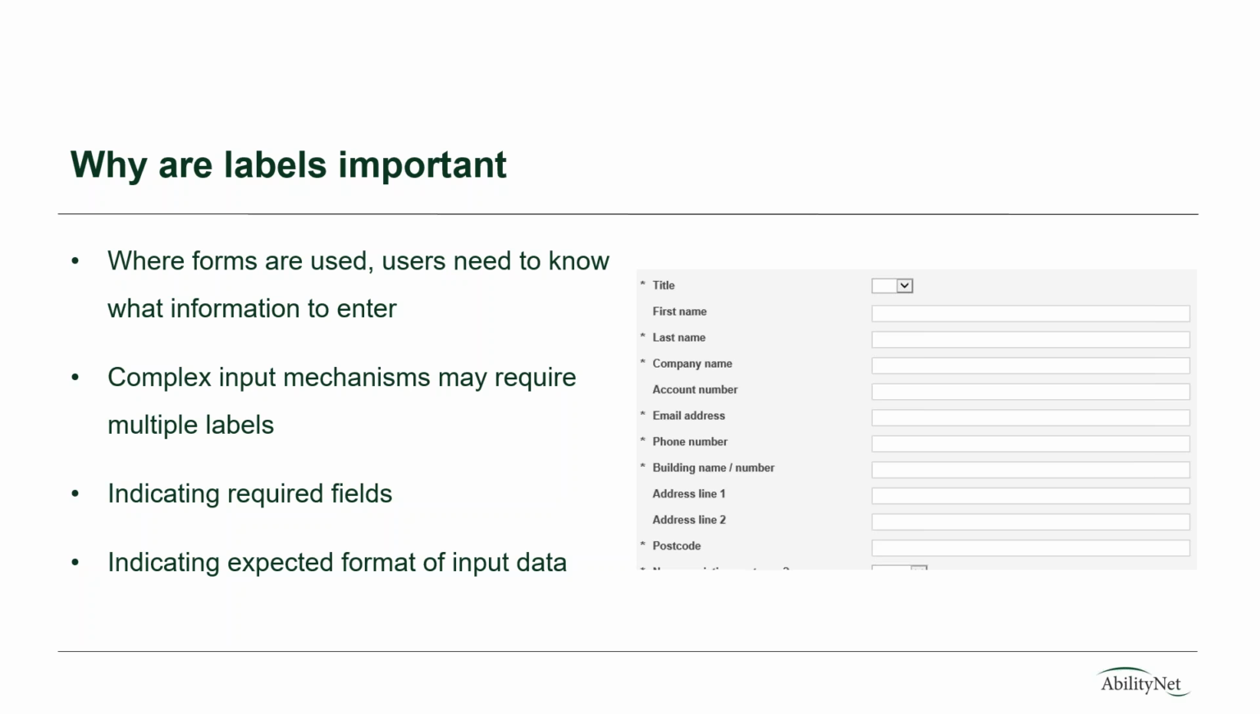And labels and instructions are also concerned with indicating required fields. In this case, in the screenshot on the right, we can see that the required fields are indicated with an asterisk, but there does also need to be an instruction relating to that. And finally, indicating the expected format of input data. So a date of birth, is it a 4-digit year, YYYY, or is it a 2-digit year, YY? These are the sorts of things that labels should cover.